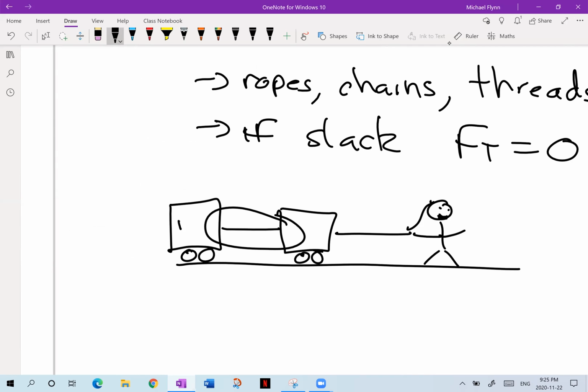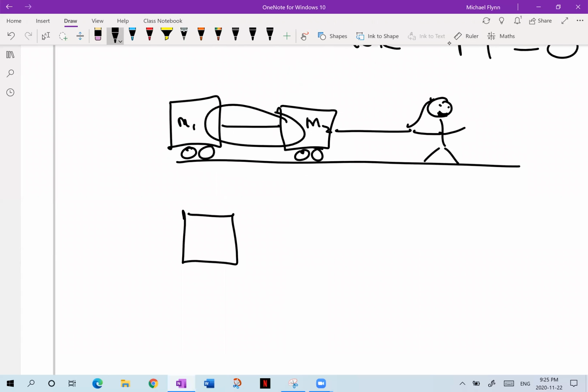You will see, if we call this one mass 1 and this guy mass 2, what you'll see is mass 1, its free body diagram looks like the force of gravity, a normal force, and then there is the force of tension pulling it forward. Let's call it the force of tension 1, because it's applied to box 1. So that's the free body diagram of this guy, and of course he'd be accelerating forward like this.